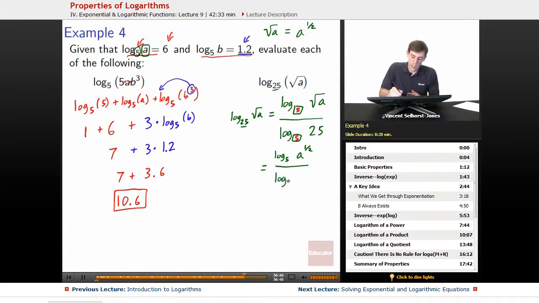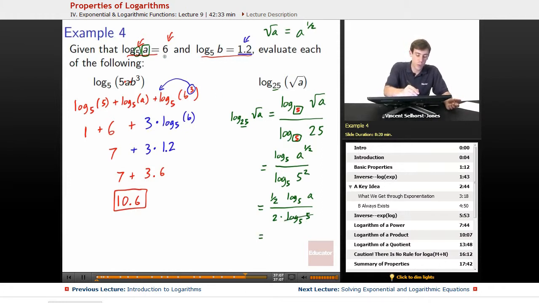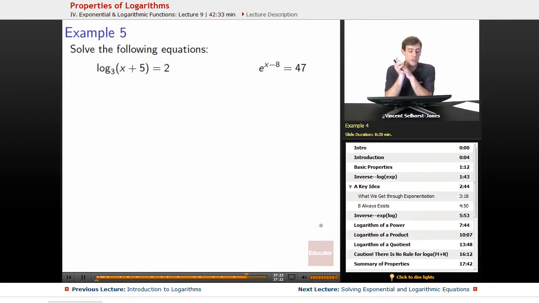Well, we see that log base 5 of 25 is 2, right? Because what number do you have to raise 5 to get 25? You have to raise it to 2. So at this point, 1/2 log base 5 of a over 2 times log base 5 of 5. Log base 5 of 5 is just going to be 1. We swap out, we know that we've got 6 up here, so it's 1/2 times 6 divided by 2. 1/2 times 6 is equal to 3, still divided by 2. There we go. Cool.